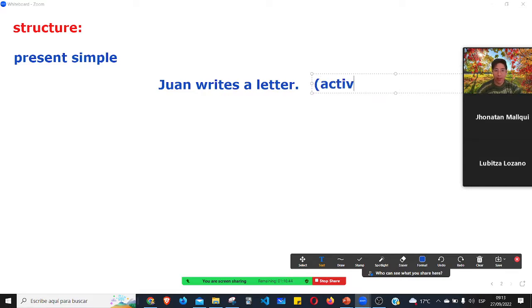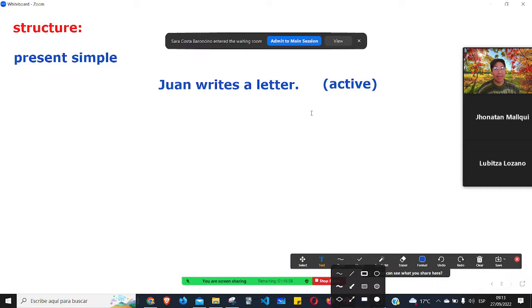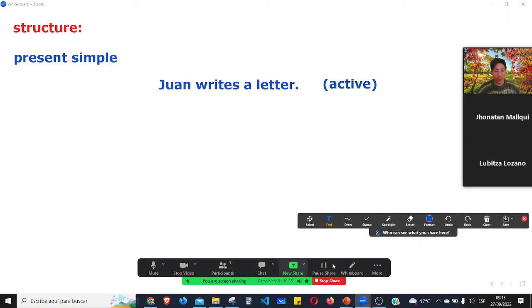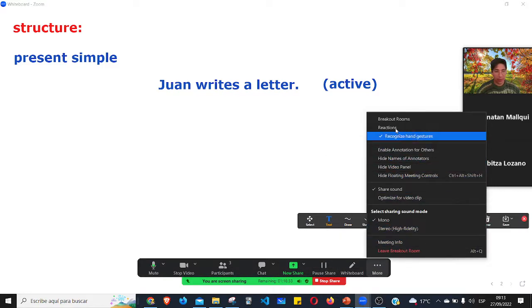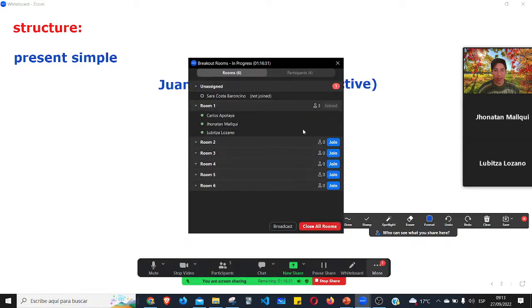This is active, right? Active, of course. This is active. Okay, so now we're going to make it one second. One of your classmates is trying to enter the class, and we have to wait just for Sarah.